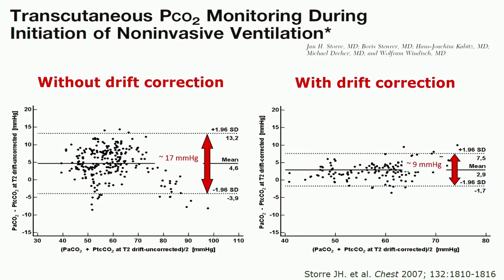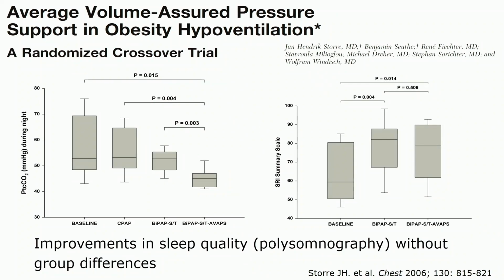So this is again what we have seen before, the Bland and Altman graphs. You can see that if we look at the uncorrected drift, values are much more negative compared to drift correction, where the values come close to each other within the clinically acceptable range.